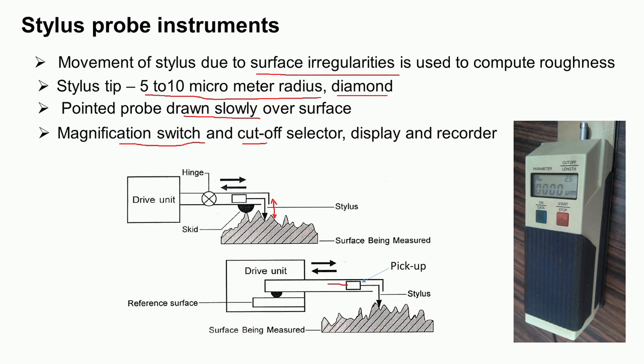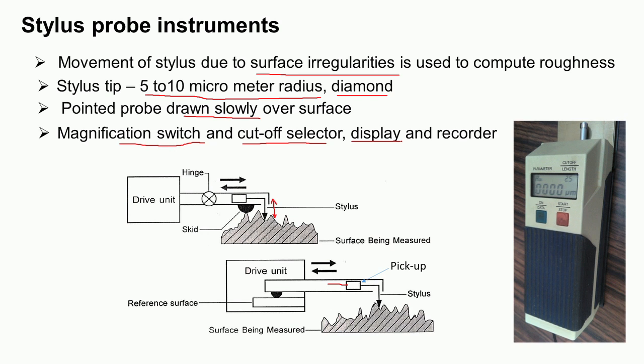Also, we can specify the cutoff length or sampling length, depending upon the machining process that is selected. If it is a grinding process or lapping process, wherein we get a fine surface, a very small cutoff length of less than 0.8 millimeter is used. If it is a rough surface, a turned surface or milled surface, we can use a cutoff length of 0.8 or 2.5 like that. The cutoff length selection we will discuss again after some time.